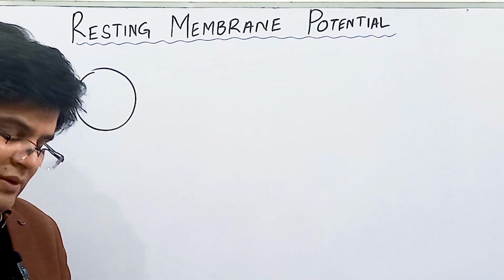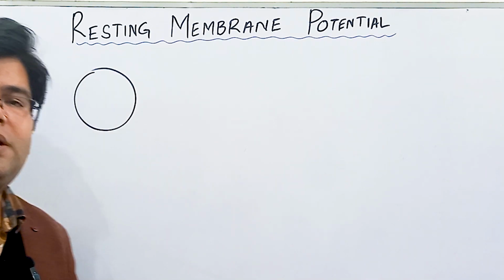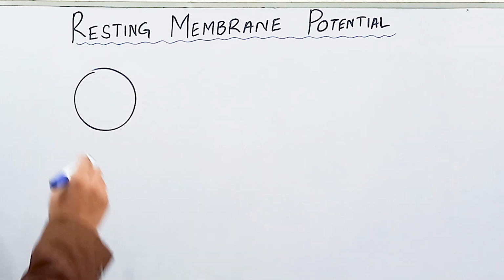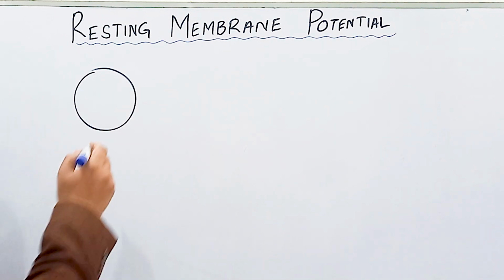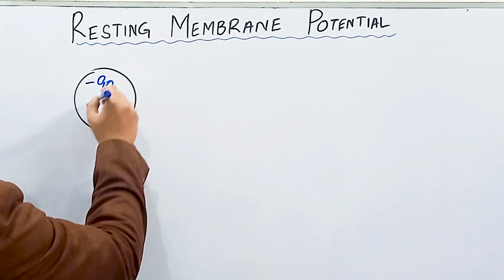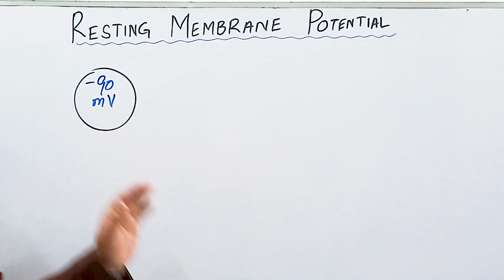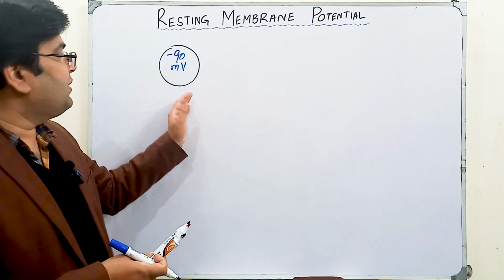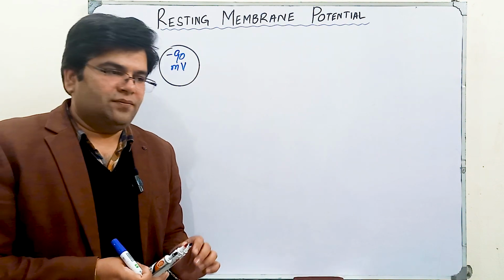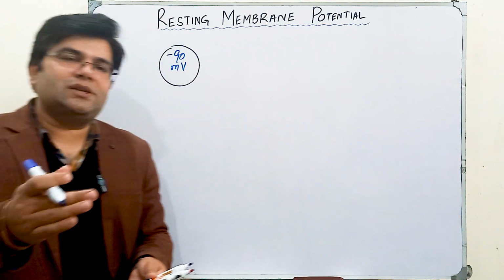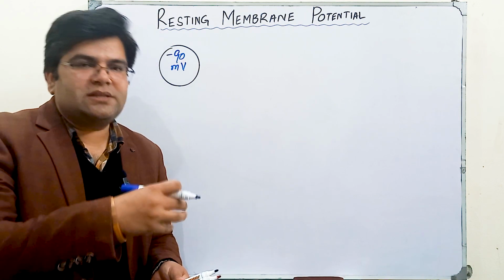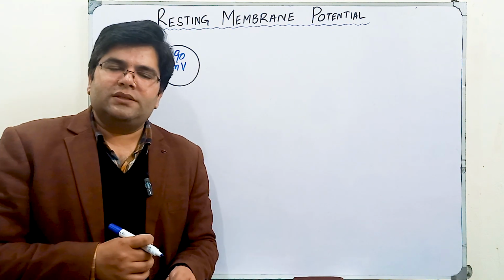The resting potential, conventionally, is considered inside of the cell, and the value of resting potential for large nerve fibers is minus 90 millivolt, which means that inside of this cell is 90 millivolt more negative as compared to outside of the cell. So keep in mind the resting potential is actually the potential inside of the cell as compared to outside of the cell.